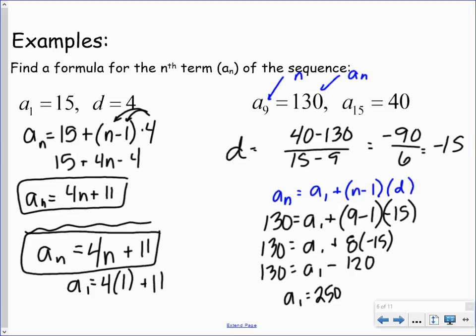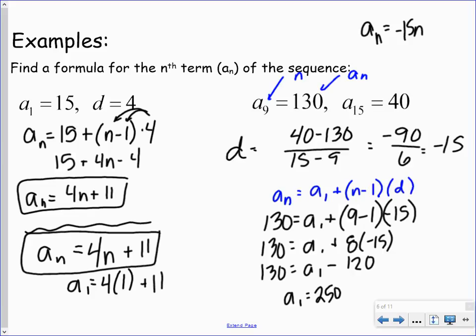Can we write the rule? Sure. I'll come back to you here in just a second, Eric. So I'd write the rule a sub n equals, I'd start with negative 15n. This is the way I like to do it. Can you plug back into that formula? Certainly. Okay, so if you like the formula method, use the formula method.